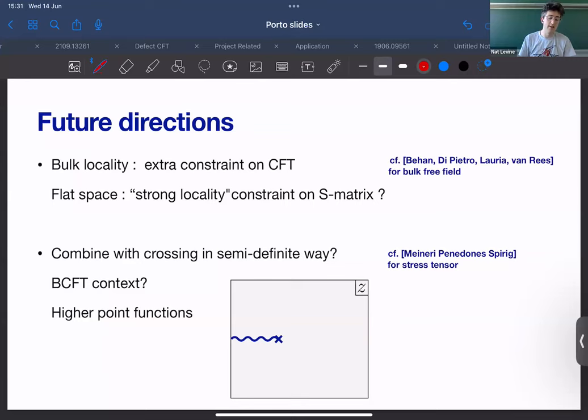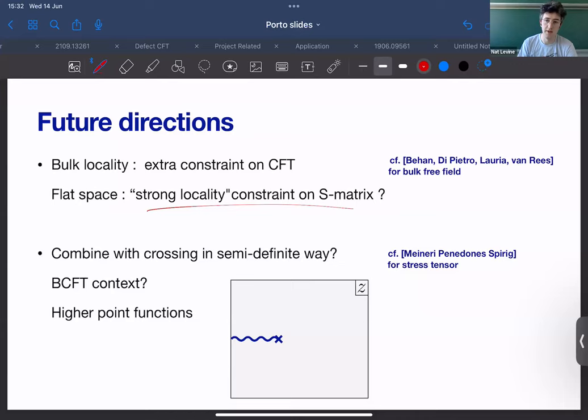So this bulk locality condition, as I said, can be seen as an extra constraint on the CFT. You can try and eliminate the bulk, you eliminate the mu's, and see what it imposes on the CFT. And in the flat space limit, that should be telling you there would be some extra constraint on an S matrix, which you could impose in order that it admits local form factors, right? So there would be some strong locality constraint for an S matrix to admit local form factors, which may be a useful extra condition that could be imposed in, say, S matrix bootstrap studies. For example, this kind of extra locality constraint wouldn't be obeyed by the string S matrix, which presumably does not admit local form factors.